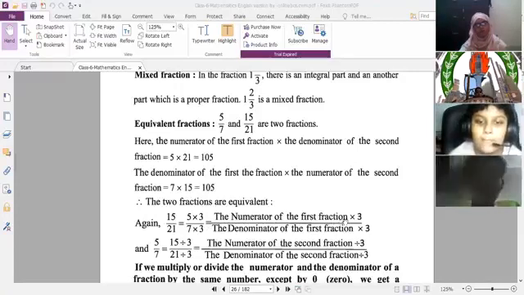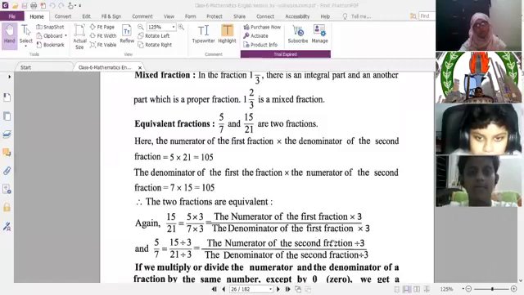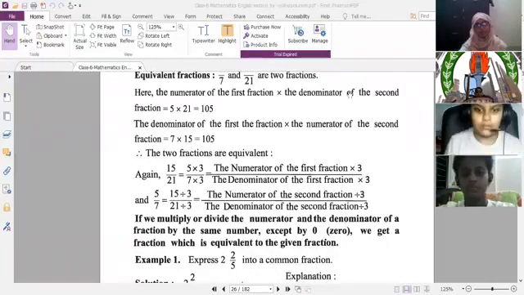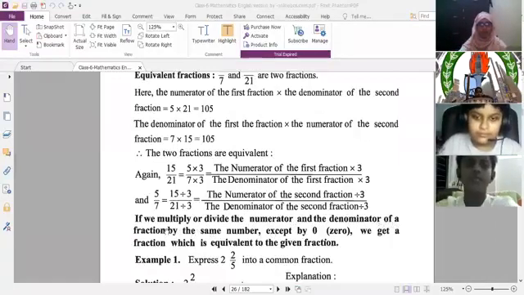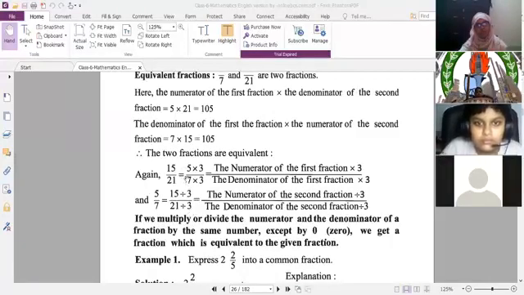The numerator of the first fraction is multiplied by 3 and the denominator of the first fraction is multiplied by 3. And 5 by 7 is equal to 15 divided by 3 and 21 divided by 3, the numerator and denominator of the second fraction. So ultimately, from this explanation, we can say that if we multiply or divide the numerator and denominator of a fraction by the same number except 0, we get a fraction which is equivalent to the given fraction.